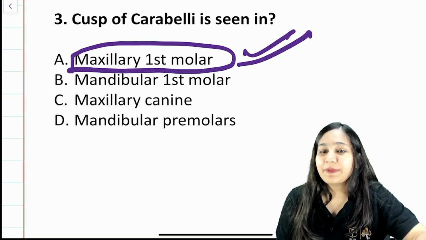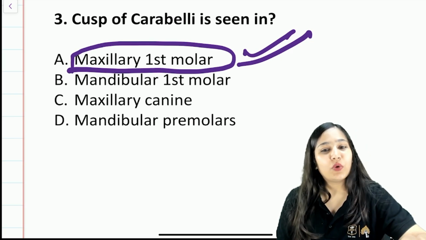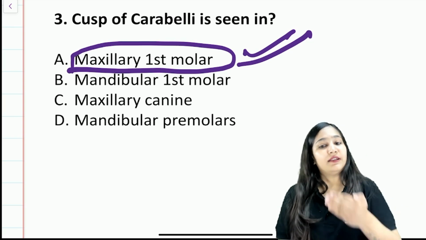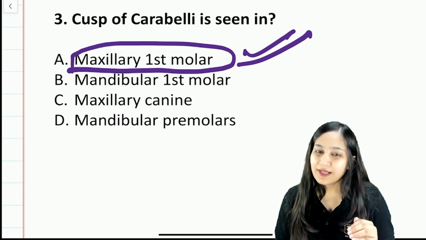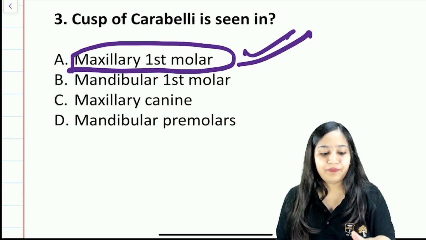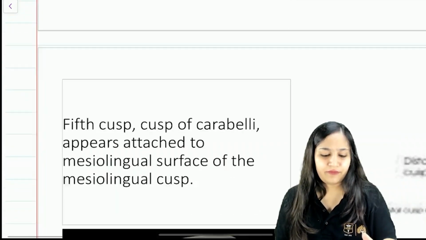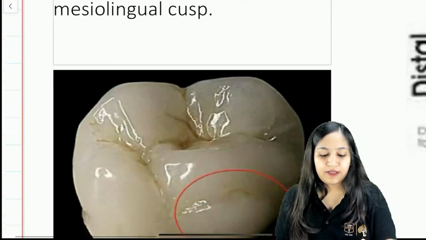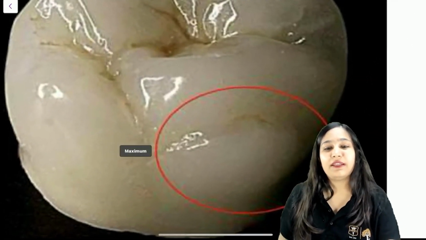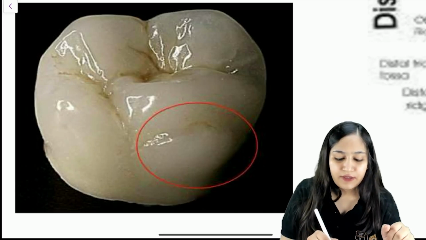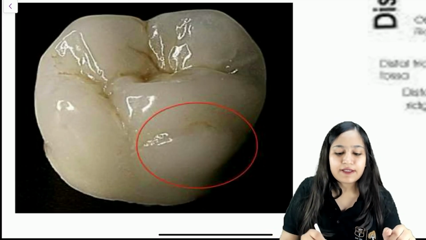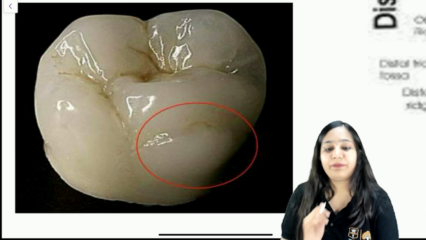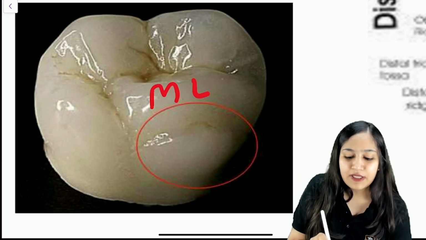Which is the largest cusp here? Mesiolingual cusp. So this cusp of Carabelli is mainly present lingual to this mesiolingual cusp, and it is known as the fifth cusp. In this diagram, you can easily appreciate which is the largest cusp. This is the largest cusp, the mesiolingual cusp.